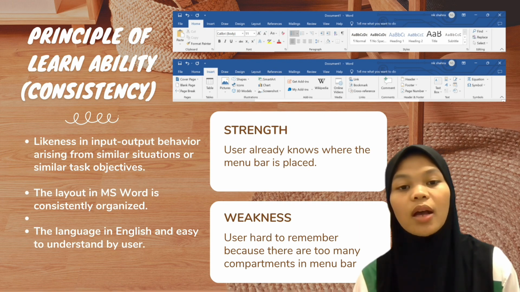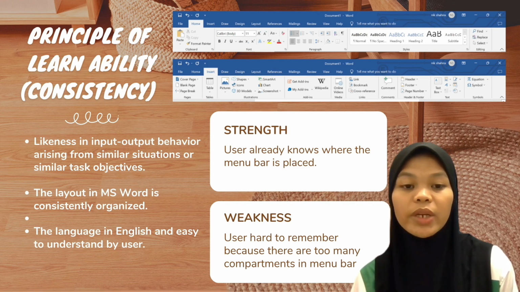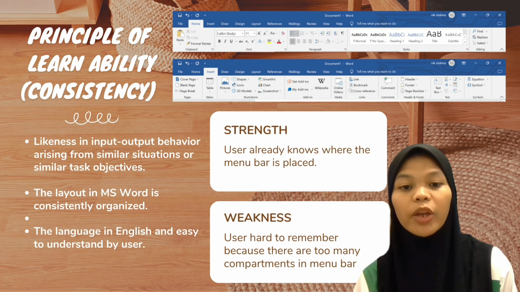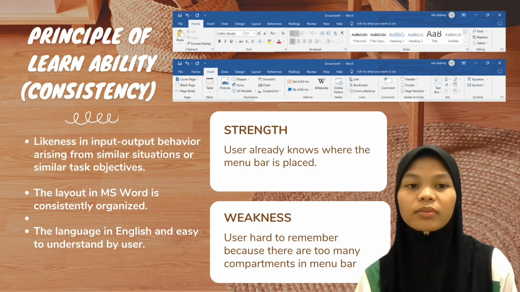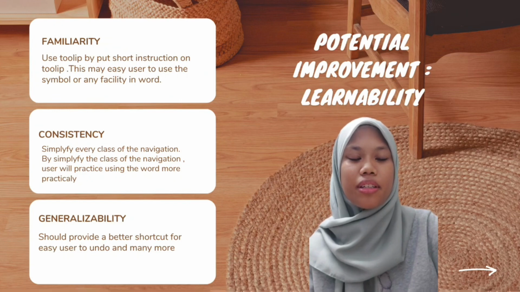So the strength is the user already knows where the menu bar is placed, and the weakness is it is hard for users to remember because there are too many compartments in the menu bar. That's all. Thank you.